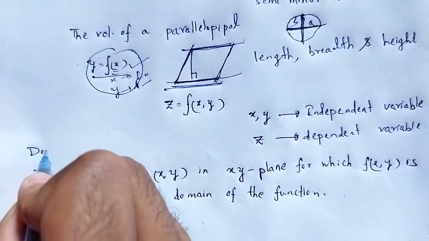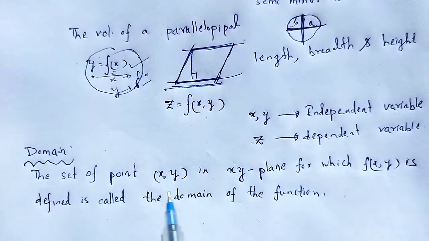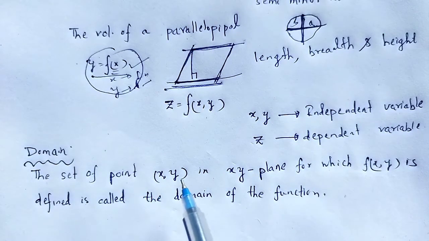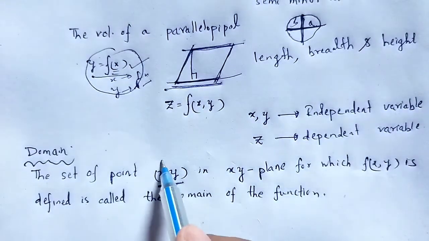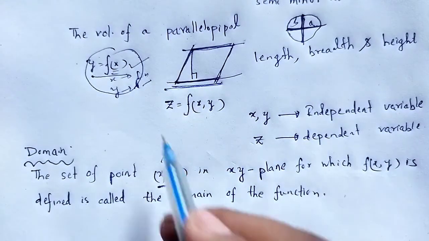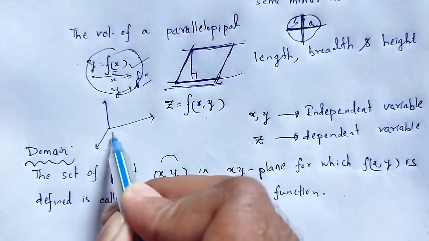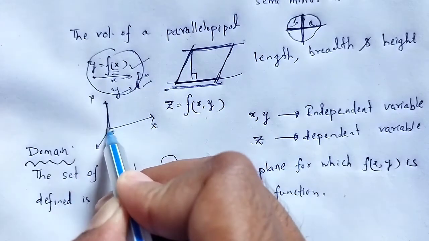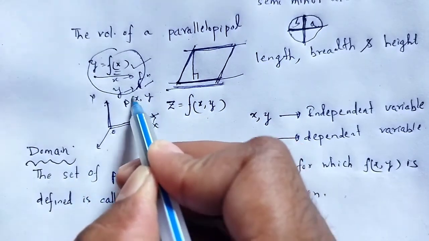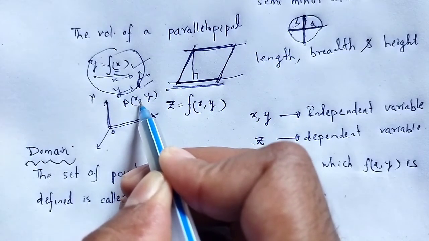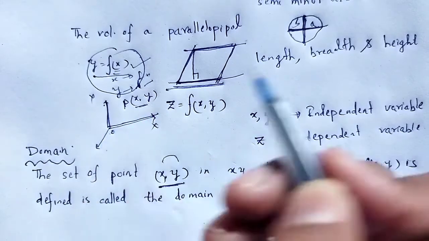That is the domain of the function. What is the domain? That tells the set of points x, y. The points are in the form x and y in the xy plane, that is the coordinate plane, like this. We can call it the xy plane. All the points in the xy plane are designated as x comma y. These are the points which are in the xy plane.